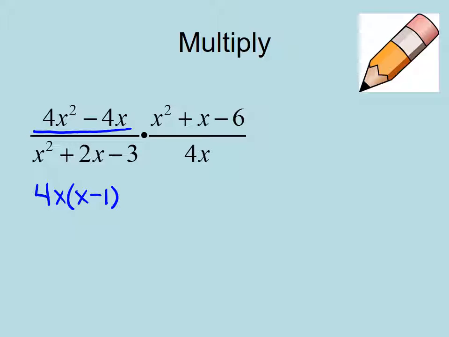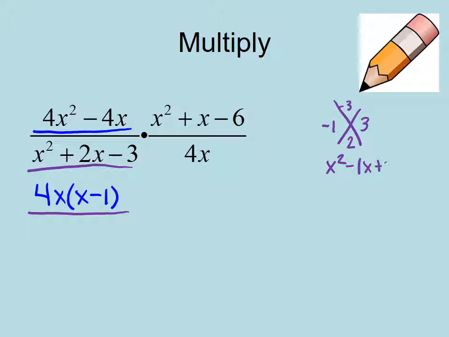Let's look at the first denominator. If I use AC method, I'm going to do that off to the side here, I have -3 and 2. Multiples of 3 are 1 and 3. But I have to get a positive 2 if I add them together, which means this is going to be a -1. Therefore, I end up with x squared minus 1x plus 3x minus 3.